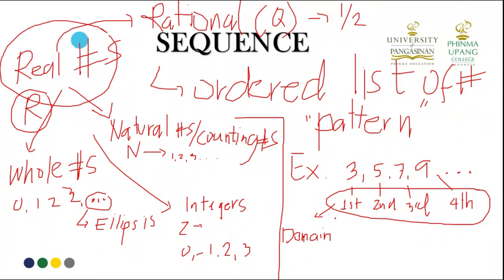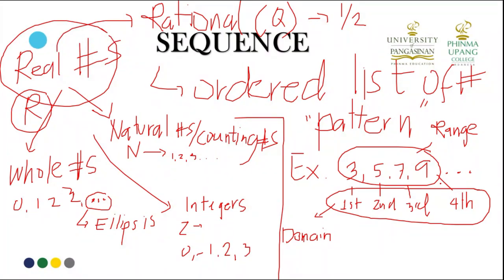But when we say domain, the relative position is commonly used, like 1, 2, 3, and so on. So once again, domain is the relative position. So what is 3, 5, 7, 9? What we call that is the range, which is the actual terms. What is the meaning of range again? The range is the actual terms.